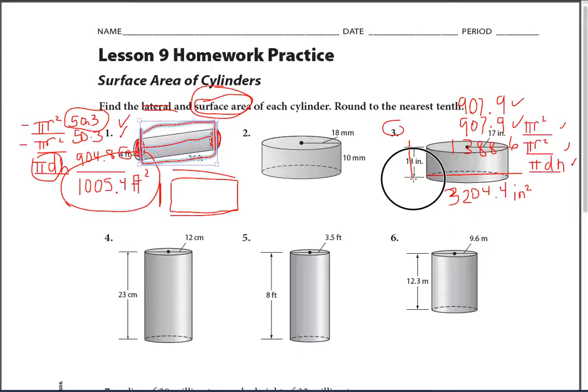And then take that times the height, which is 13. And you should get 1,388.6 for that middle section. Add them all up and you get 3,204.4 square inches. Go ahead and work through the rest of those problems. I'm just noticing that I did 1 and 3. So go ahead and do the rest of the odd problems on this worksheet for your homework.